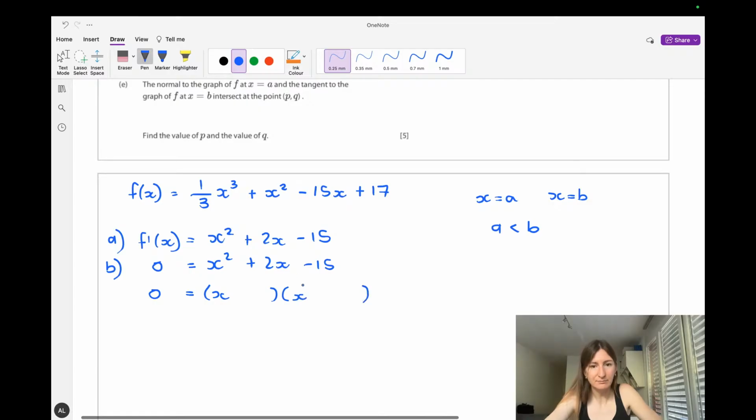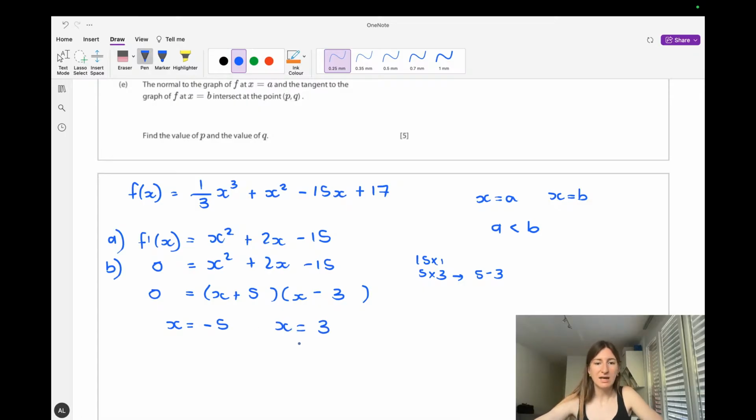Let's see. To make 15, I have 15 and 1, and I have 5 and 3. And to make plus 2x, I need 5 minus 3. So one's positive, one's negative. That's going to give me positive 2. So positive 5 and negative 3. Now x equals minus 5, x equals positive 3.